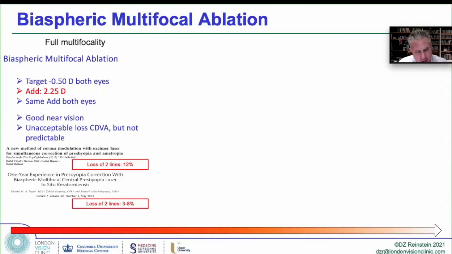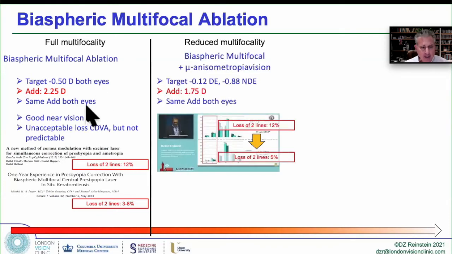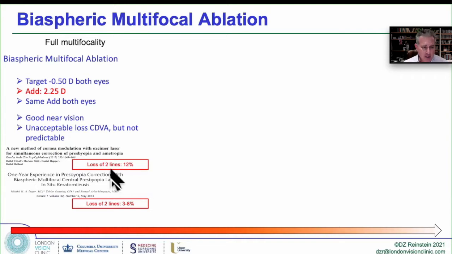One of the manufacturers commercialized ablation profiles developed by Jorge Alio, and these were multifocal corneas where the center of the cornea had an add of 2.25 diopters, and both eyes were targeted at minus 0.5 diopters. And the results were okay, but patients did lose lines of best spectacle corrected vision because putting a 2.25 diopter add in the center of the cornea induces a lot of very high order aberrations.